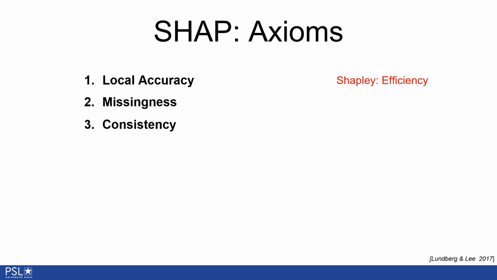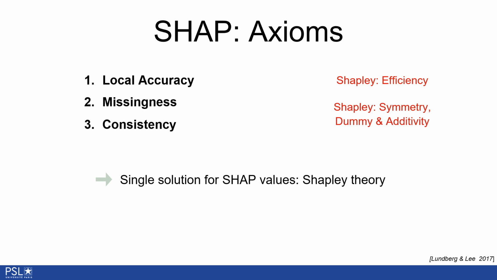In addition to local accuracy, SHAP values satisfy two additional properties called missingness and consistency. I will not go into the details of these properties, but Lundberg and Lee showed that they are equivalent to the symmetry, dummy, and additivity properties in the original Shapley theory. So, similarly to Shapley values, altogether these three properties ensure that there is a single solution for SHAP values, and this solution is given by Shapley theory, applied in the context of local linear models. So, Shapley theory gives us a formula for SHAP values, the coefficients in the local linear explanation model.